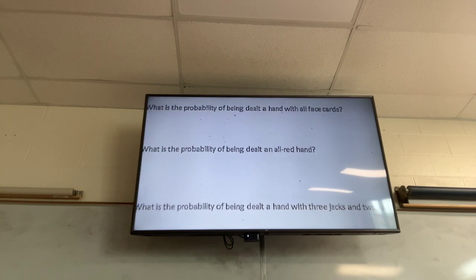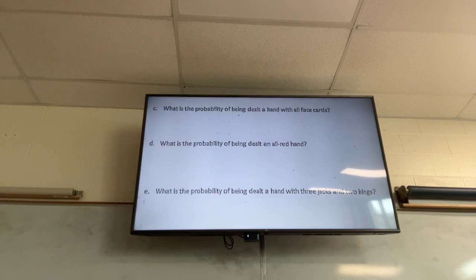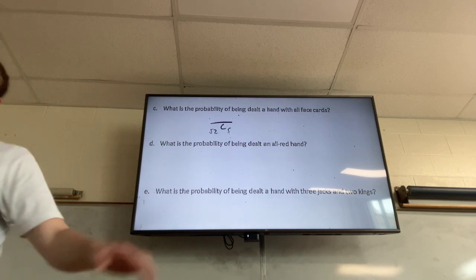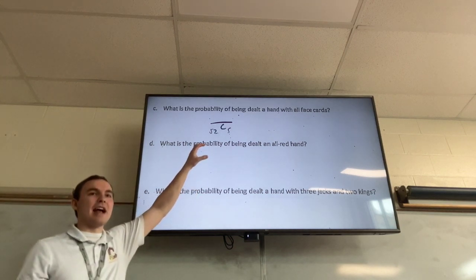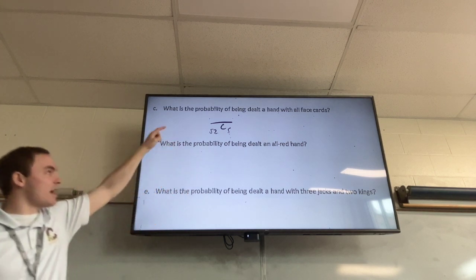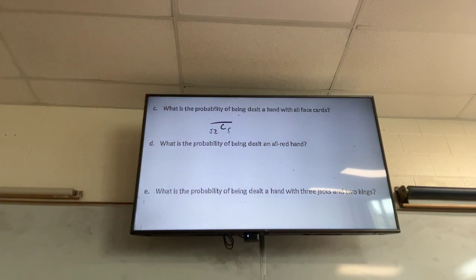What's the probability of being dealt a hand with all face cards? So let's do this again. There are 52 choose 5 hands, total hands possible. Out of all those possible hands, how many are all face cards? How many face cards are there in a deck? 12. King, queen, jack, in each suit.